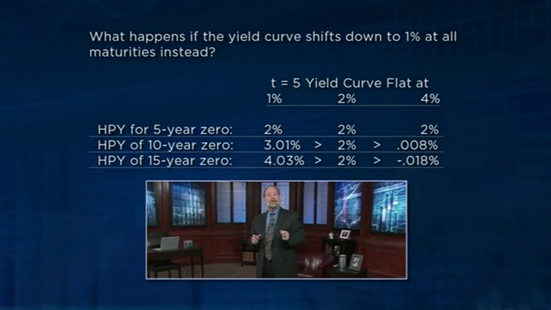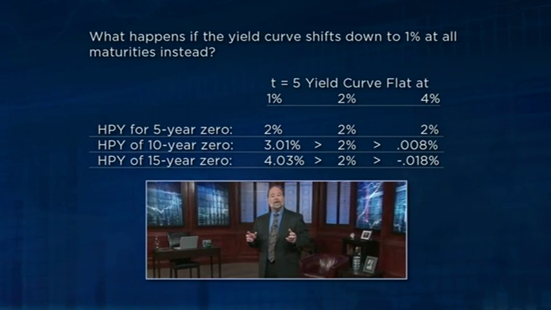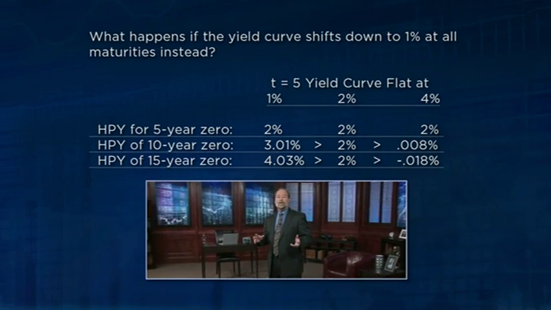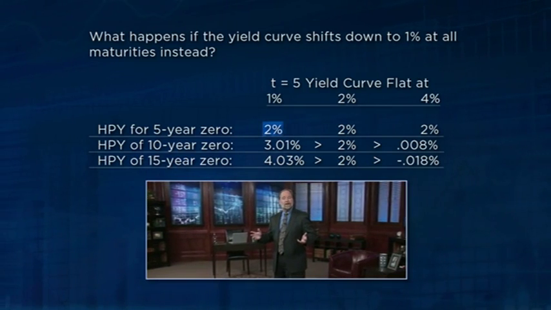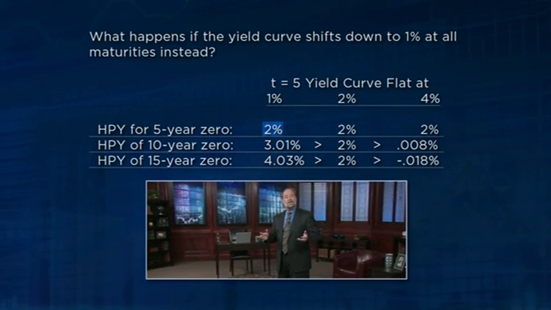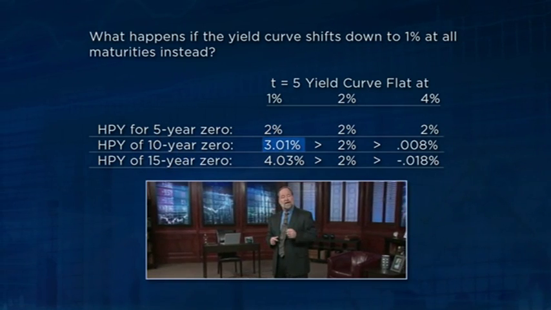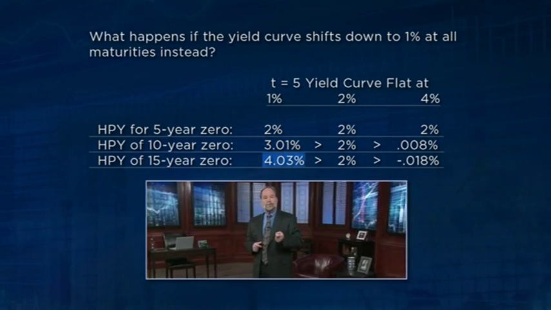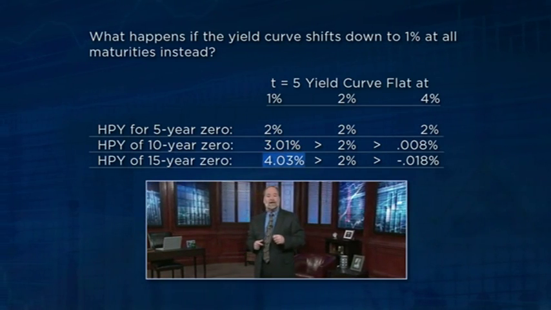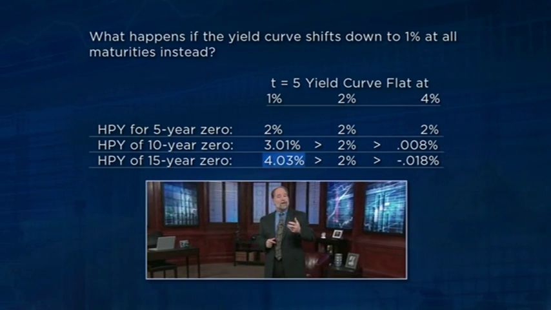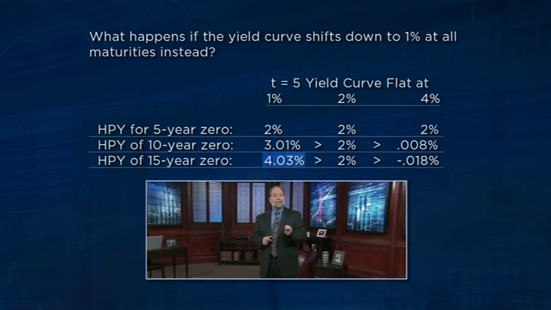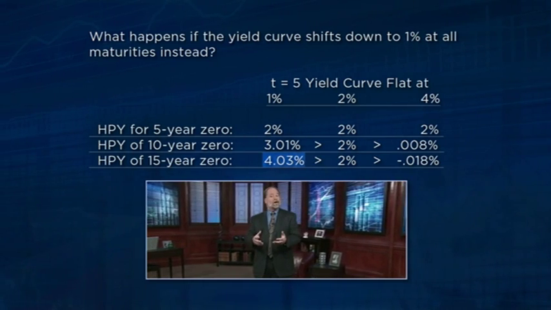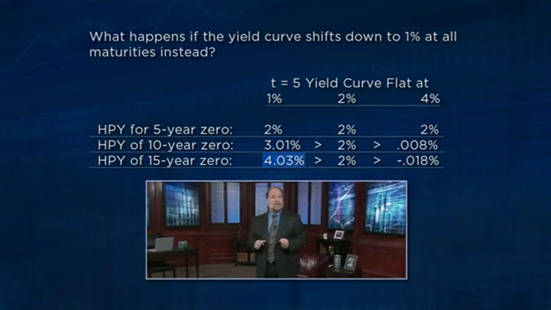You can work out for yourself the holding period yields if the yield curve shifts down to, say, 1%. In that case, the holding period yield on the original 5-year, again, is 2%. The original 10-year yield is going to be 3.01%, and the original 15-year is going to be 4.03%. Although the 15-year has the higher holding period yield when rates fall, you typically can't get the possibility of that upside unless you also face the possibility of rates rising and the downside that comes with that.